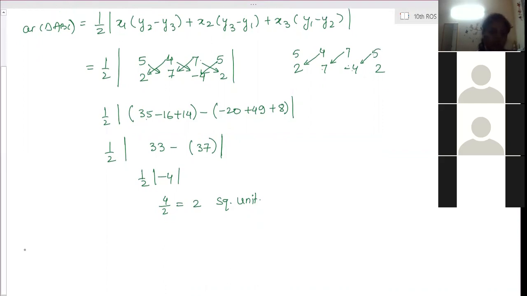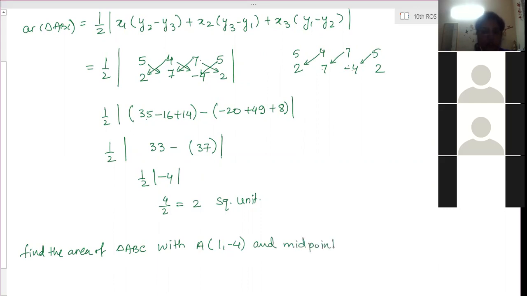Find the area of triangle ABC, with A (1, -4) and the midpoints of the sides through A are (2, -1) and (0, -1).